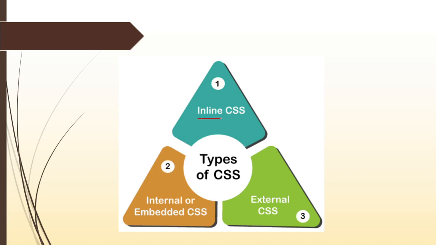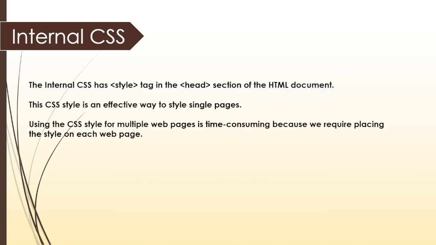So the first type is inline CSS, the second type is internal CSS, or we can say embedded CSS, and the third type we have is external CSS. All these types are very important, and we can use them with any HTML code, with any HTML tag, right? So we will discuss everything in this video. After that, in the next session I will tell you how you can practically use all these types of cascading style sheets. So let's begin with the first type, that is internal cascading style sheets.